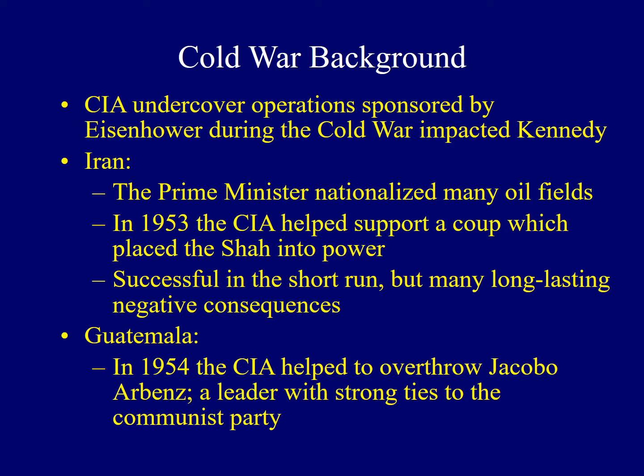A second operation took place in Guatemala in 1954. Here, the CIA trained revolutionaries who overthrew Arbenz, the nation's democratically elected leader, due to his ties to communism. The relative success of these undercover operations influenced Kennedy to consider another CIA plan to eliminate a communist leader while he was president.